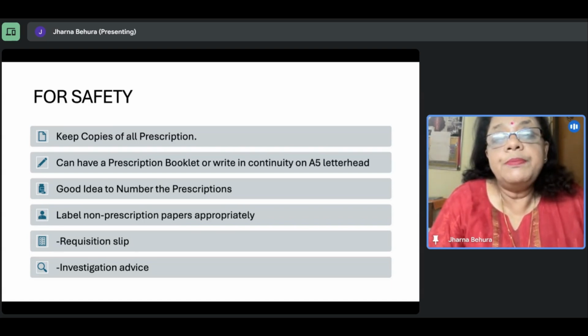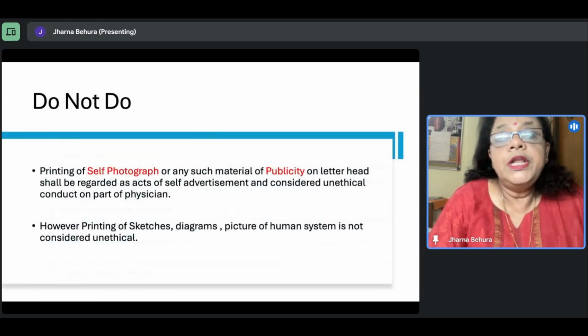Label non-prescription papers appropriately, because sometimes the patient does present this requisition slip as prescriptions or investigation advice as the only prescription advised. So they all have to be labeled. Do not do. Printing of self-photograph or any such material of publicity on letterhead shall be regarded as acts of self-advertisement and considered unethical. However, printing of sketches, diagrams, pictures of human system is not considered unethical.